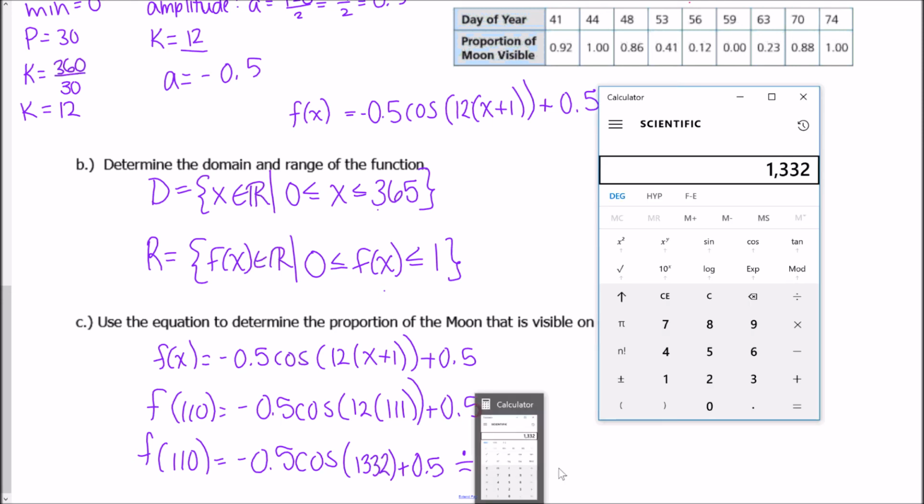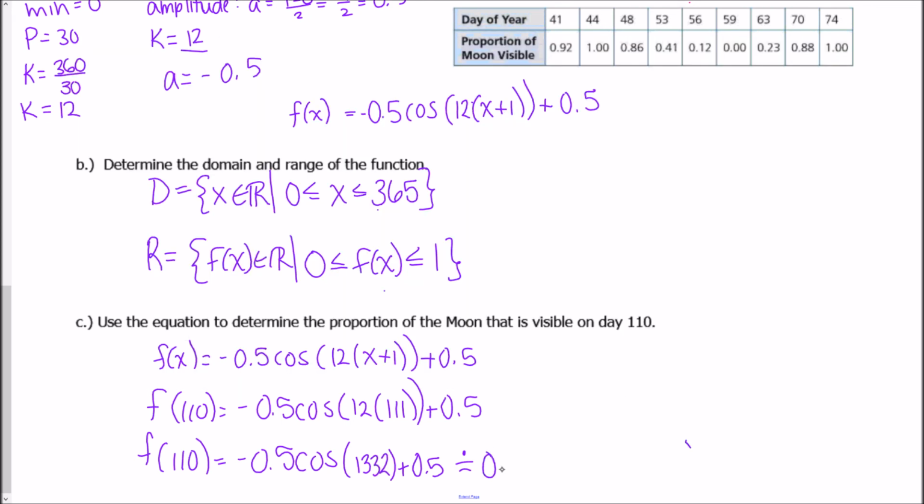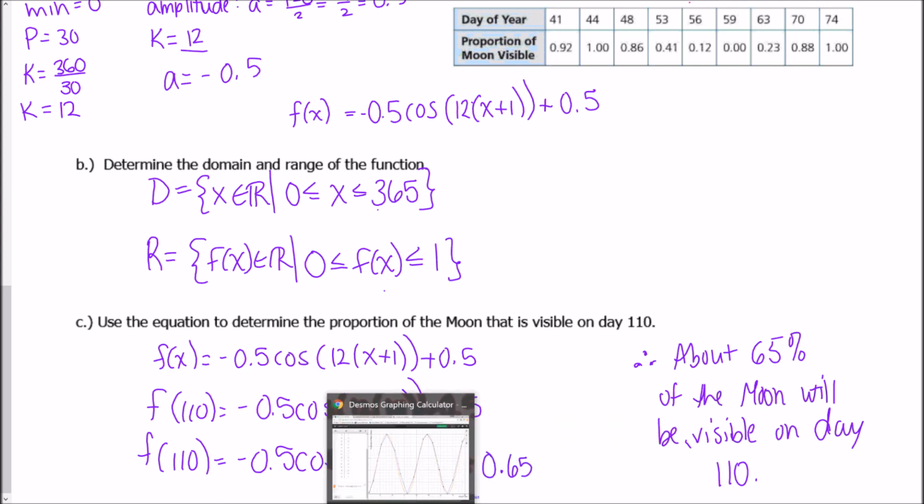So to figure this out, I want to take the cosine of 1,332, multiply that by negative 0.5, okay, and then add 0.5, and it would be 0.65. So this would be equal to about 0.65. So therefore, about 65% of the moon will be visible on day 110.